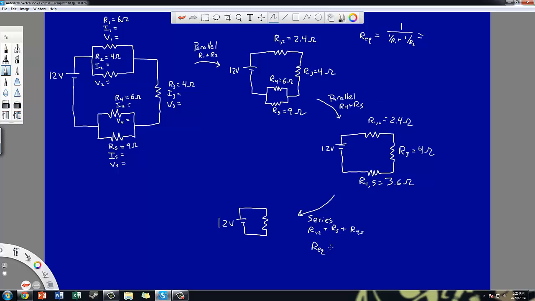To find this one, because they're in series, I actually just add the resistance values. The reason for that is because any electron that leaves this battery is going to have to go through all 3 of these resistors, and therefore it's going to experience kind of that slowing effect, the resistance of all 3. And so I add those up. So 2.4 plus 4 plus 3.6 gives me 10 ohms.